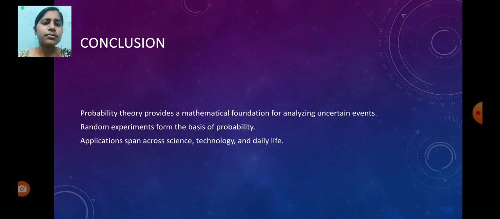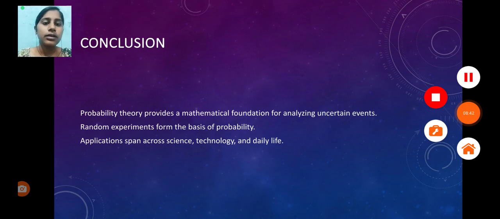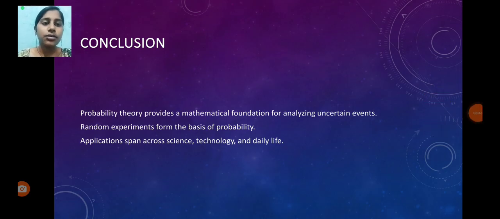Conclusion. Probability theory provides a mathematical foundation for analyzing uncertain events. Random experiment forms the basis of probability. Applications span across science, technology, and daily life.